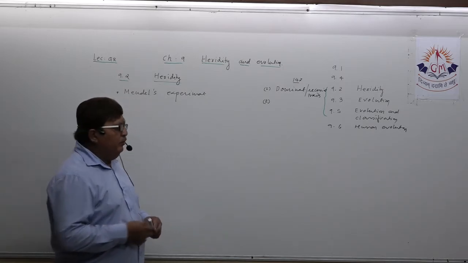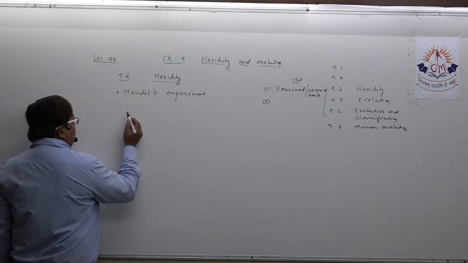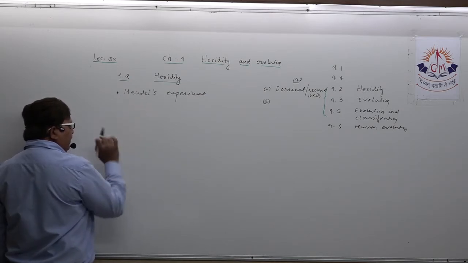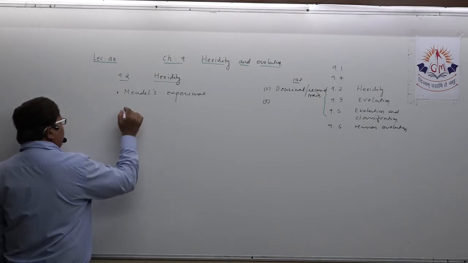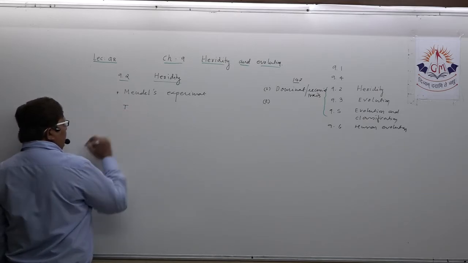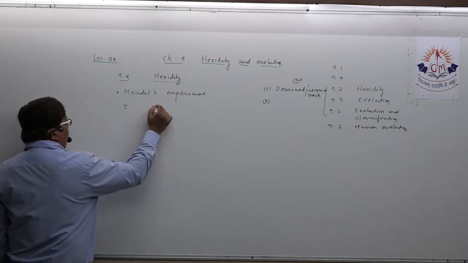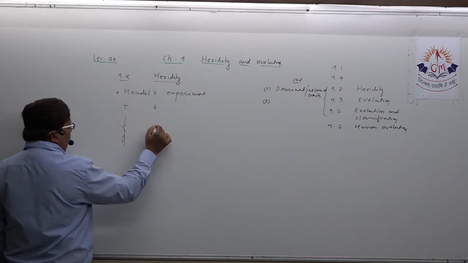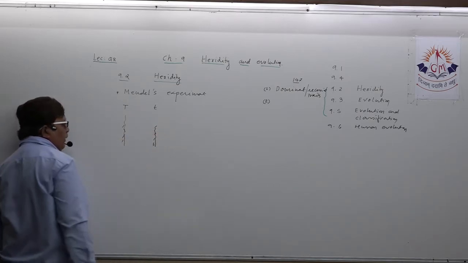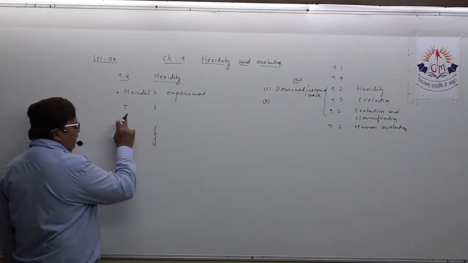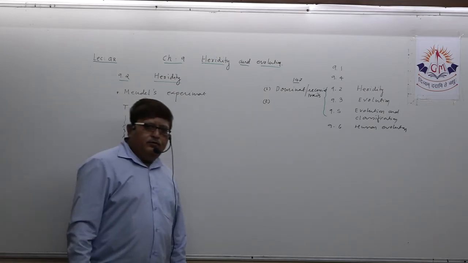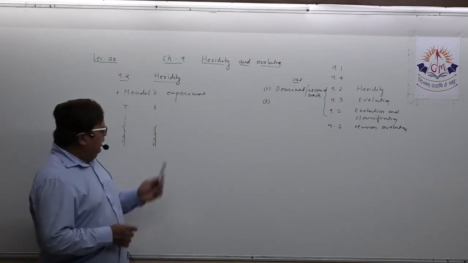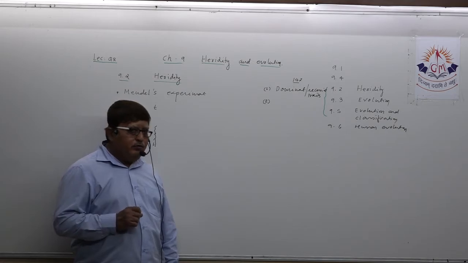So suppose, dear student, what he has done. He wanted to study what can happen when two varied parents participate in the process of reproduction. So he has taken one tall plant and one short plant. Just suppose I am showing it this way. Tall plant and short plant. Understand, he selected one tall plant and one short plant. Actually, capital T stands for tallness and small t stands for shortness.